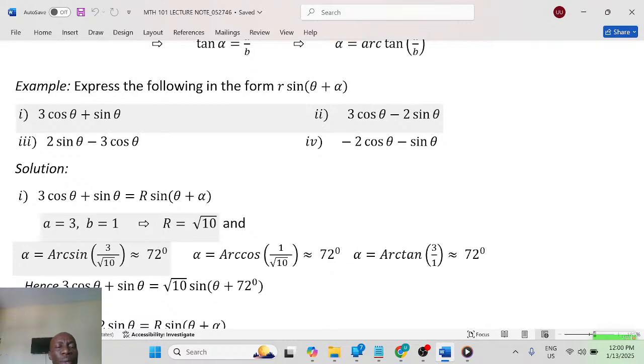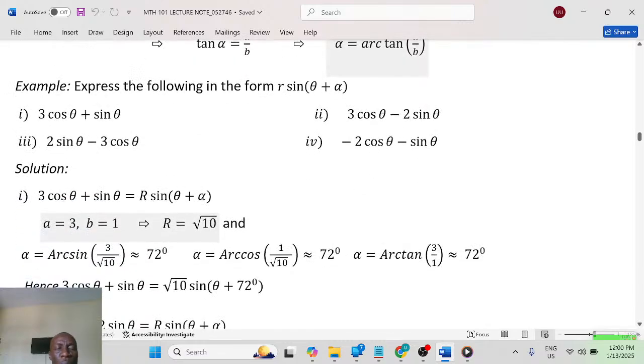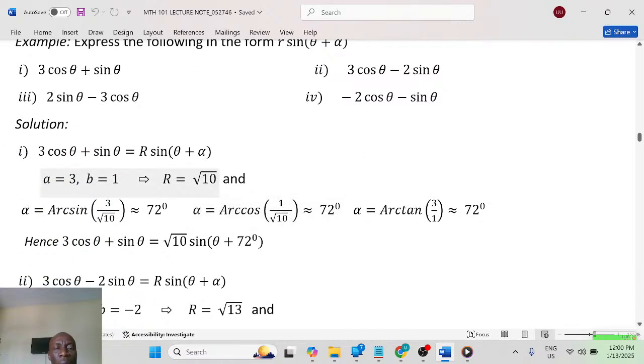From what we have done so far, let me just go back again. You see from here that R is equals to the square root of A square plus what? B square. So that is how we have this. R equals to root 10. Because A is 3, the square of A, which will give us A square, is 9. B is 1. B square is also 1. 9 plus 1 will give us 10. So we have square root of what? 10.